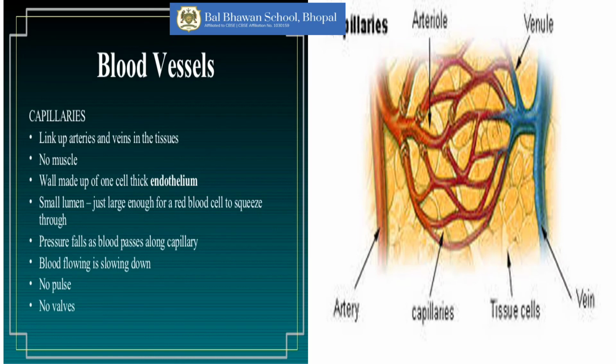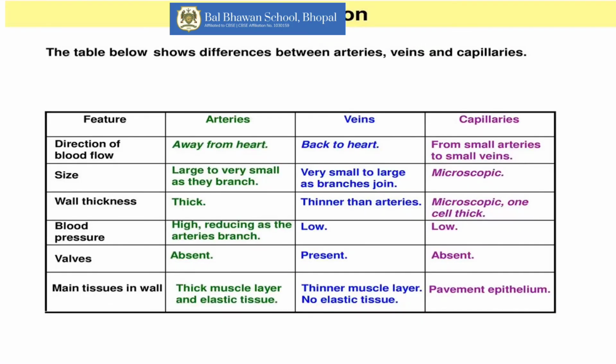So children, we have discussed arteries, veins and capillaries. Now let us quickly compare the three. The first feature on which we can compare is the direction of blood flow. In arteries, blood flows away from the heart. In veins, blood flows back to the heart. In capillaries, blood flows from arteries to small veins. Coming to the size, arteries are large, veins are smaller, and capillaries are microscopic.